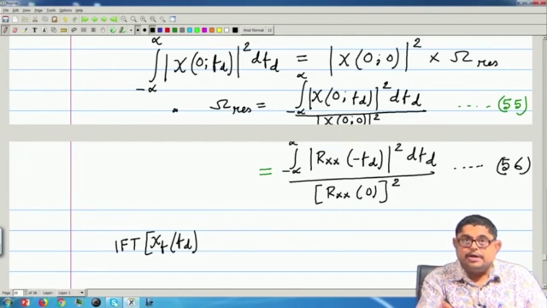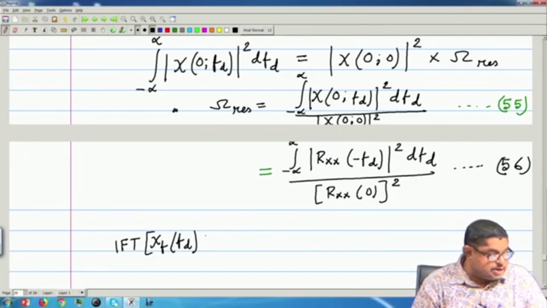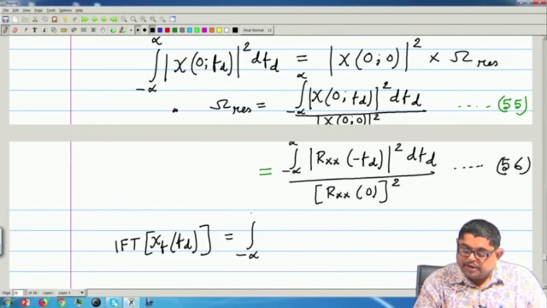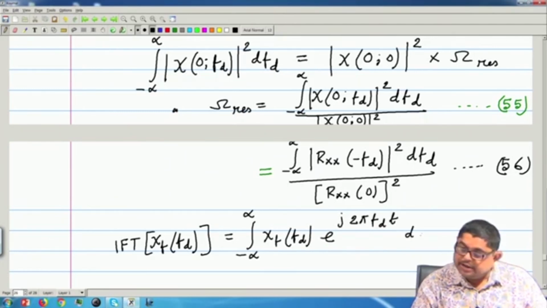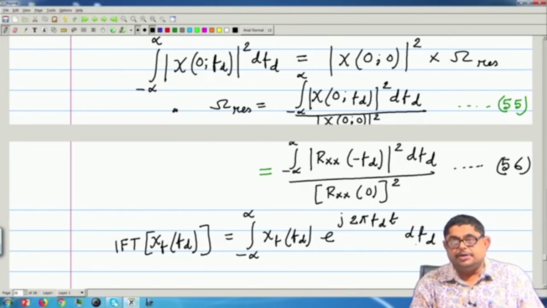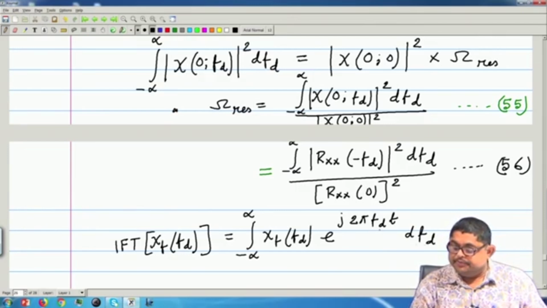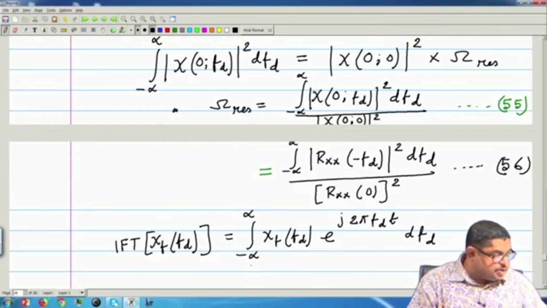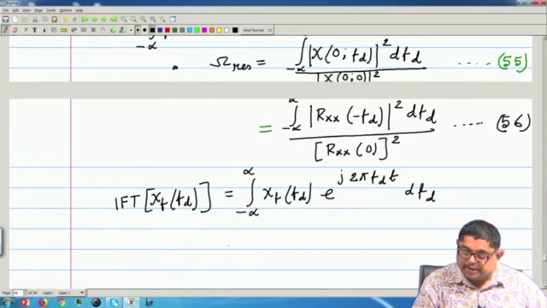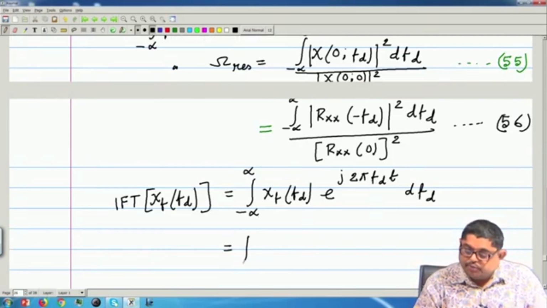If we do not write it as a two-dimensional function, I generally write it like this. So, what is this? This is the integral from minus infinity to infinity of XFFD e to the power j 2 pi FD t dFD. Please remember, here the running variable is Doppler, that is why this is FD and the running variable is FD. Again, we have earlier defined this function, so we can put that definition.